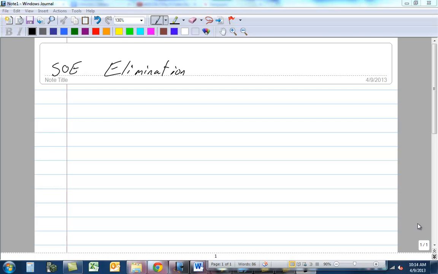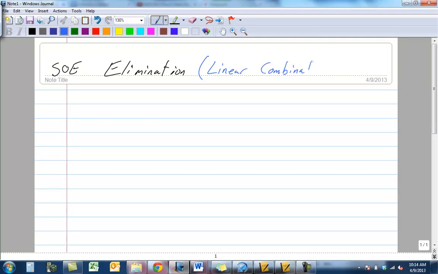All right, the next part we're going to do in system of equations is elimination. Now, elimination is how I was brought up saying it. Some of the textbooks nowadays, sometimes they call it linear combination. No matter which one you see, both elimination and linear combination are the exact same thing.